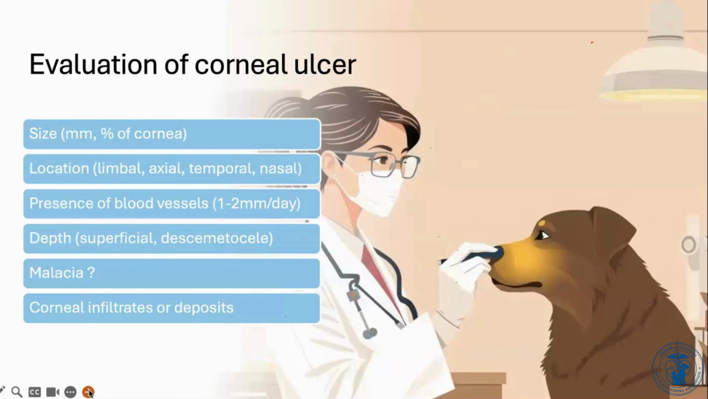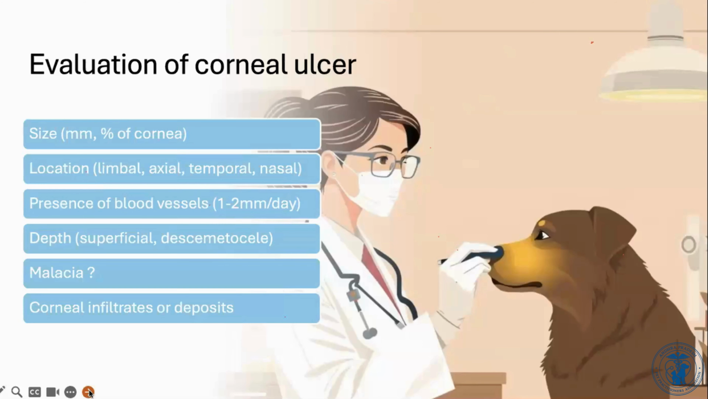But at the same time, when it is a descemetocele or a stromal ulcer or deep ulcer, we have to expect our timeline somewhere between 2 to 3 weeks. And please look for malacia also. Malacia is nothing but a melting of the ulcer. If you feel that the cornea is really milky white and squishy in nature, it does not have that much integrity and it's very softened, then we have to start the treatment like an emergency treatment.